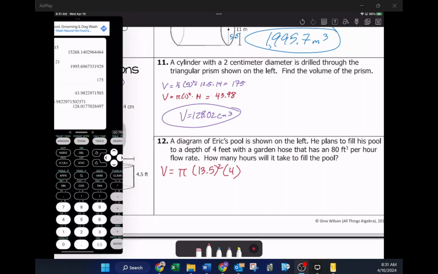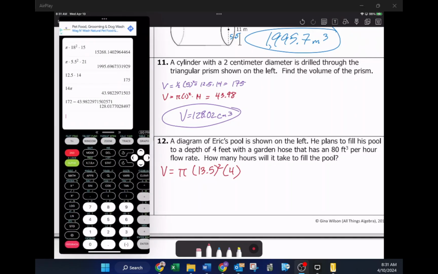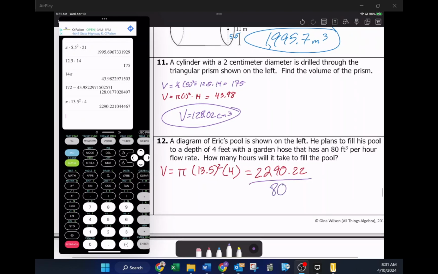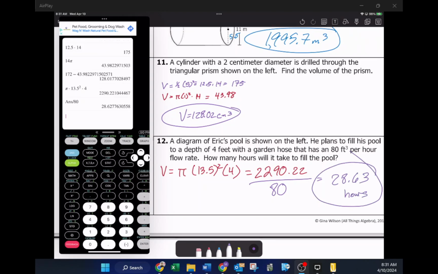Okay, so second pi times 13.5 squared times 4 gives you 2,290.22. We're going to divide that by the rate at which the water flows. So divide by 80. And we get 28.63 hours. And that is it for the notes.